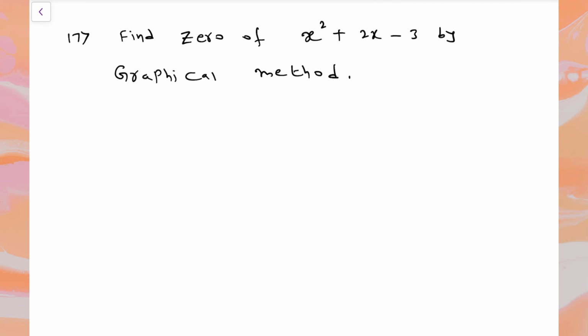x² + 2x − 3 is a quadratic polynomial. The more numbers you substitute, the more accurate a figure you will get. x, y, x comma y.